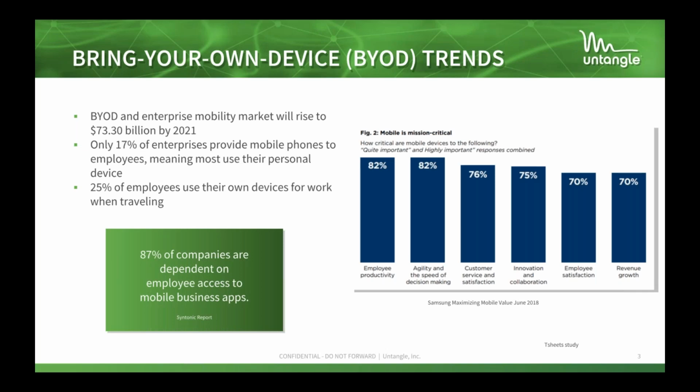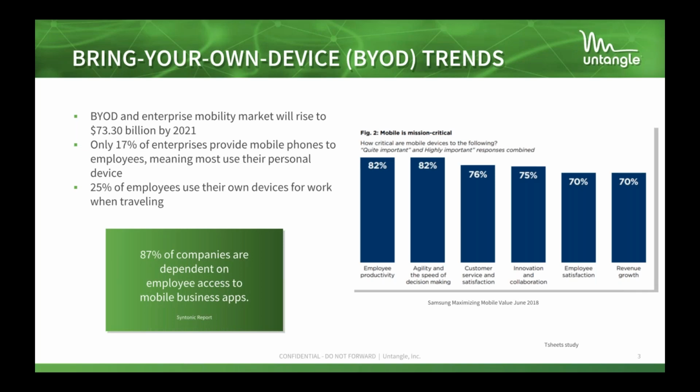So the trends in Bring Your Own Device are trending upwards, obviously. BYOD and enterprise mobility are basically coming up to the $75 billion mark by 2021. Less than 20% of enterprises provide mobile phones to employees, which means most bring their personal devices. This can be a really interesting aspect to your network if you allow BYOD, because you never know what someone's going to bring onto the network. 25% of employees on average are using their own devices for work when traveling, especially. So you might have someone with something like an open VPN client, even on a tablet or a phone or a laptop connecting from abroad.